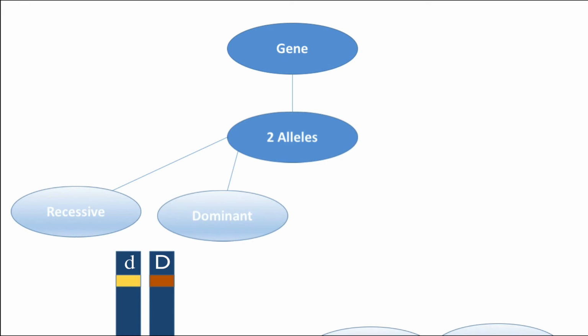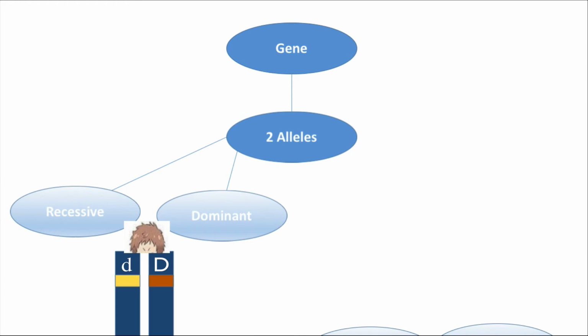So since the allele on the right is dominant over the allele on the left, only the dominant allele will show its trait. If both alleles were dominant, then the trait of both alleles will be shown. But only if both alleles of the gene were recessive, the light hair color trait will be shown.